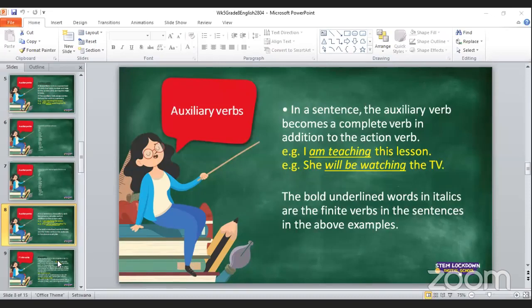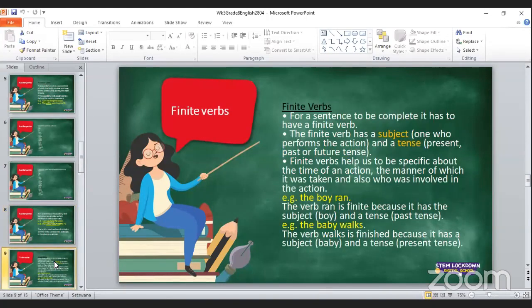Okay, let's move on. Now that you have dealt with auxiliary verbs, we can start to deal with finite verbs and understand what they are and how they work. So finite verbs: for a sentence to be complete, it has to have a finite verb. Let's go back to our examples to see if this is true.